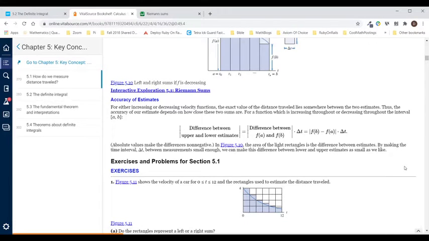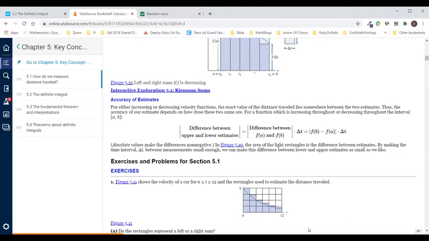Now, one thing I promised yesterday was that we would try to improve on the accuracy of estimates, which is at the end of section 5.1. There, they give an explanation of why the difference between the upper and lower estimates, if the function is always increasing or always decreasing, is the difference between f of a and f of b times delta t.